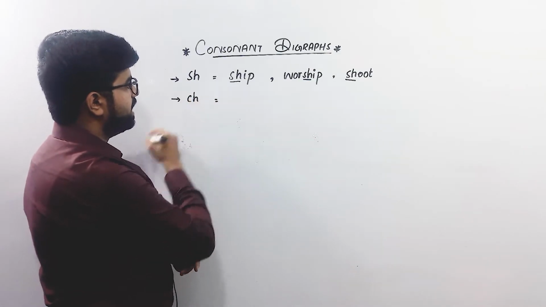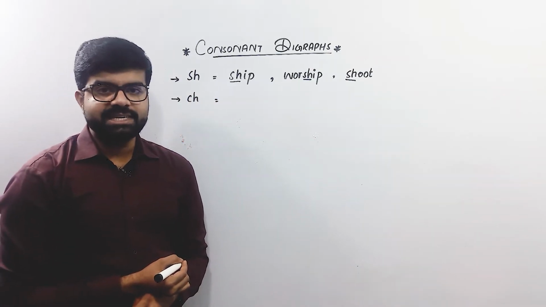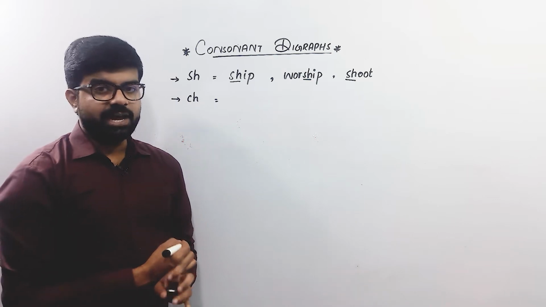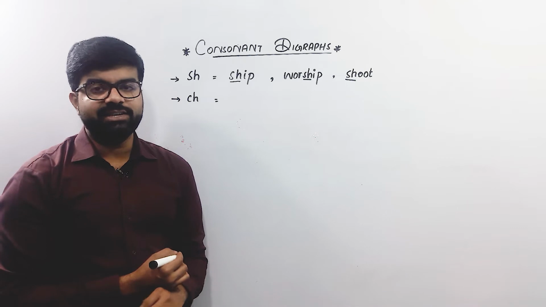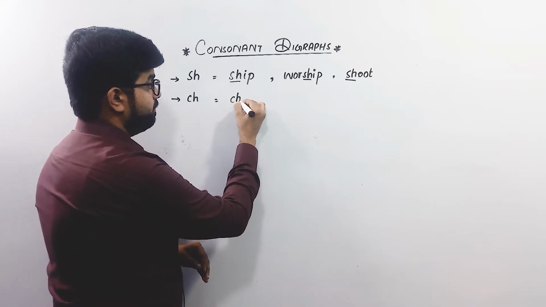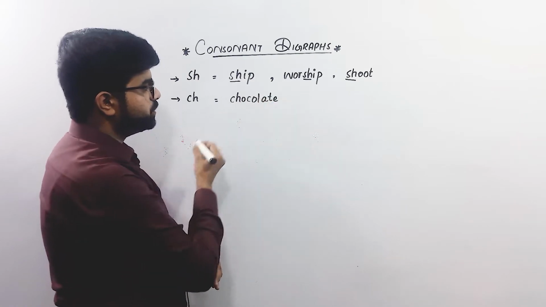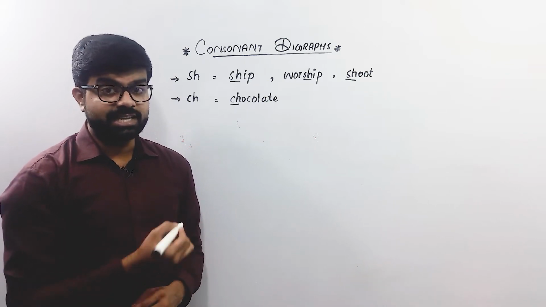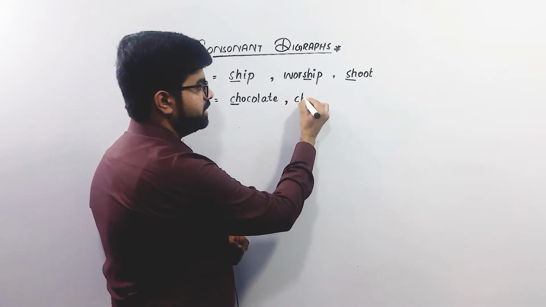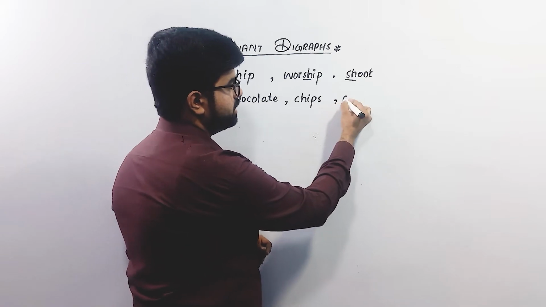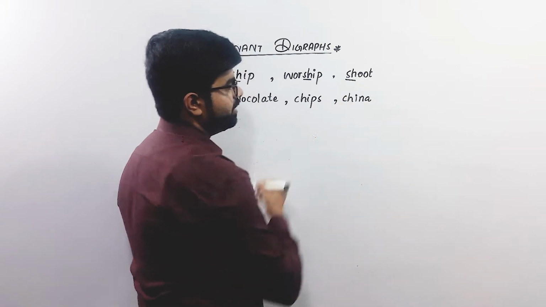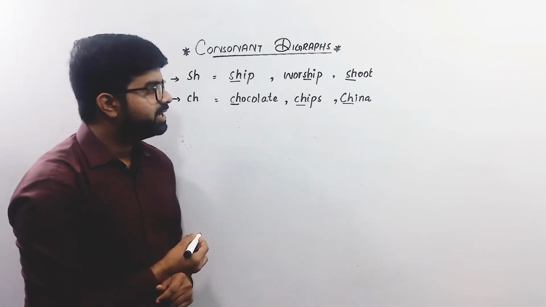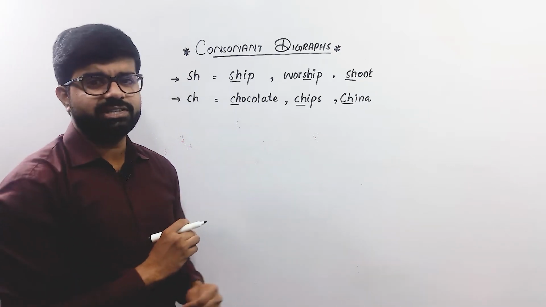The next digraph I have is C and H. As you know that C has two different sounds, like K in call and S in sell. But whenever C is pronounced with H, it has a very different sound. Let me give you an example. Yes, what is this word? You can see that the sound of C and H in chocolate is ch sound. All right, chocolate, chips, and China. So the sound of these two letters is ch sound. It's quite different from their original sounds. Let's move on.